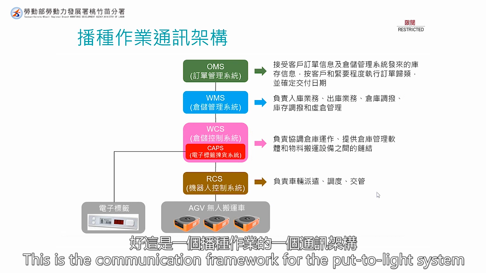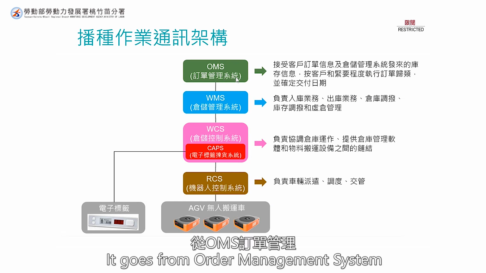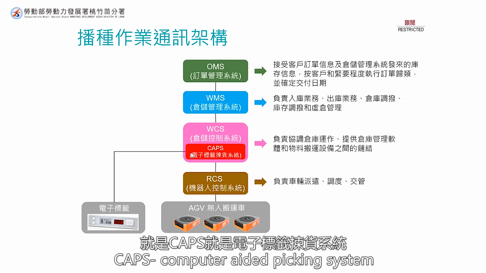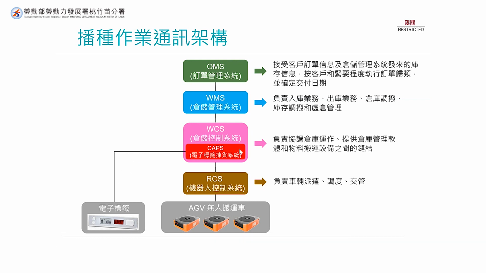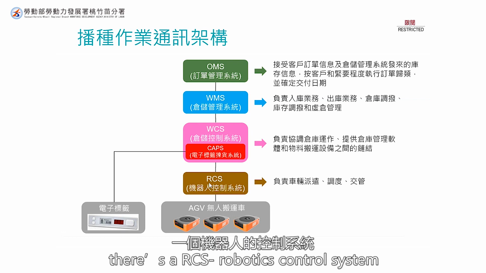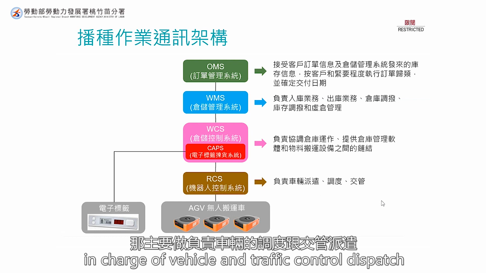This is the communication framework for the put-to-light system. It goes from Order Management System to WMS, then to WCS. As to WCS, it controls CAPS, Computer Aided Picking System. At the bottom, there's an RCS, Robotics Control System, in charge of vehicle and traffic control dispatch.